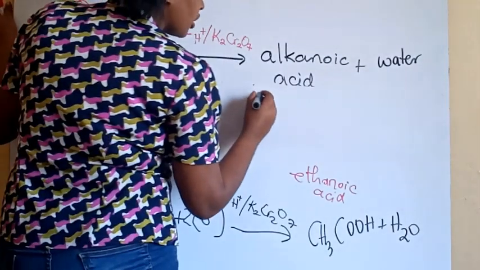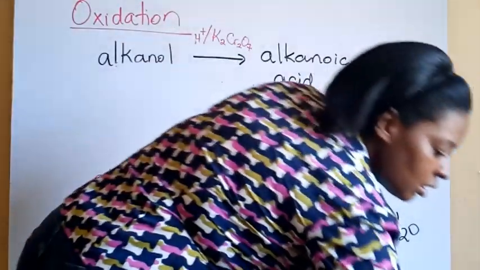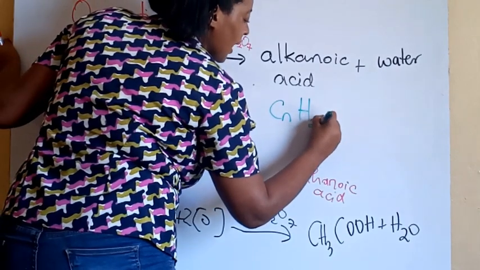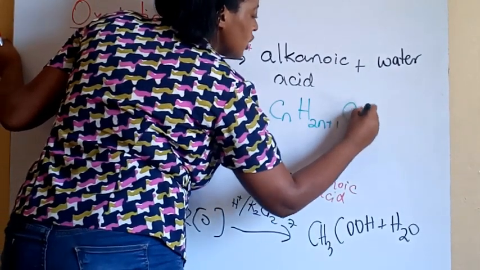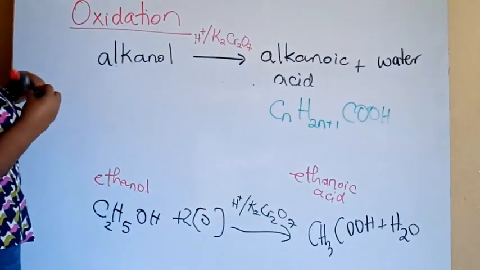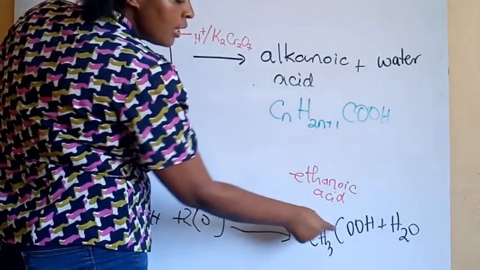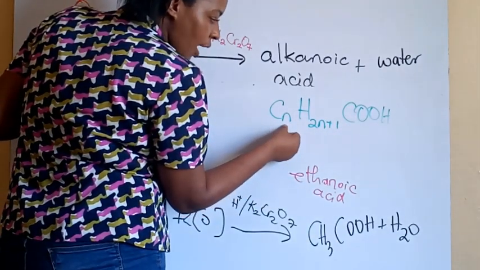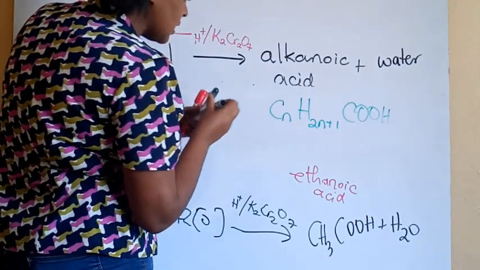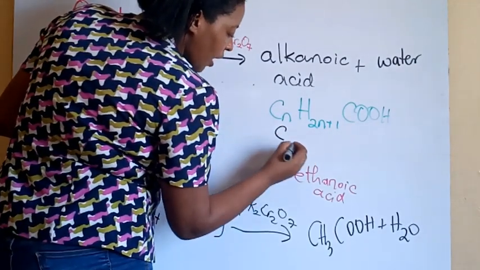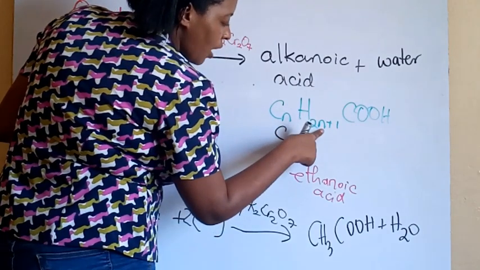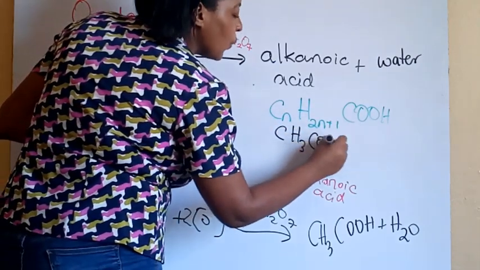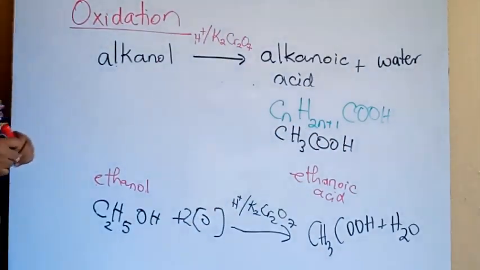So the acid general formula is CnH2n+1COOH. Remember, ethanoic acid has 2 carbons. The first one is in the functional group, so this n is 1. So we have C1: 2 times 1 is 2, plus 1, CH3 COOH. So that's how we get that.